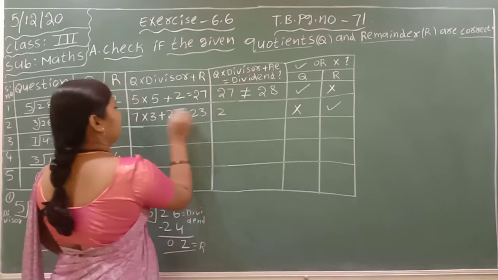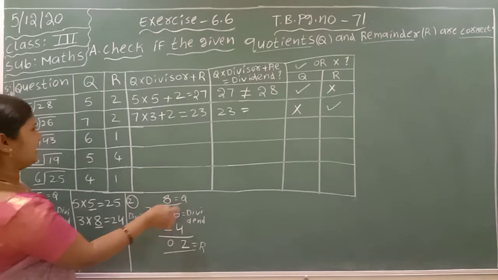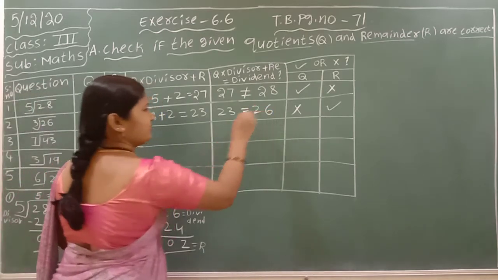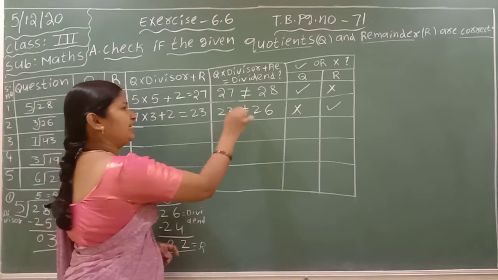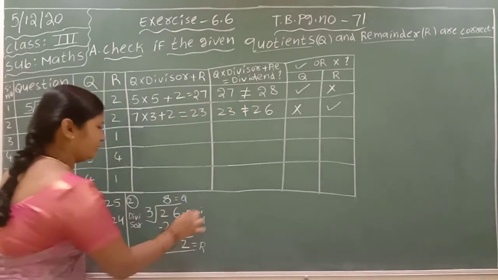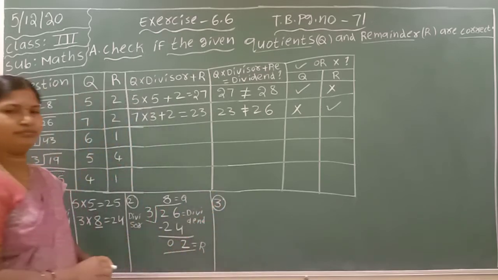This total equal to 23. What is the dividend here? 26. These two numbers are same? No, not at all. So, cut the equal symbol. Okay. Same like this. Third question.